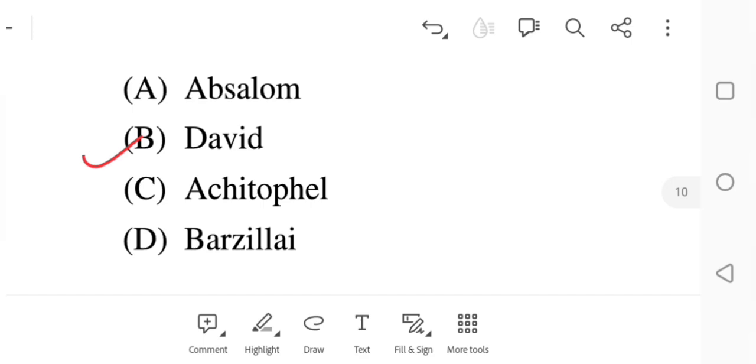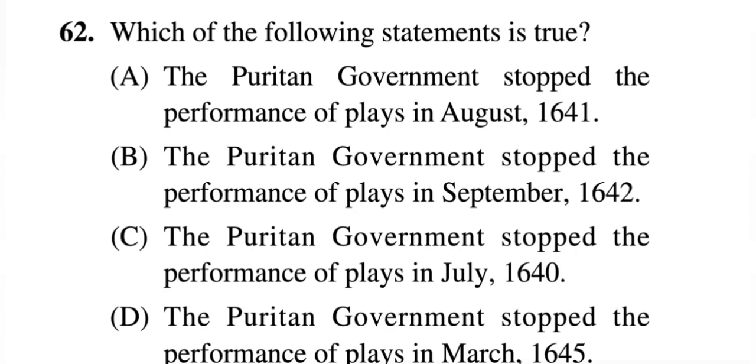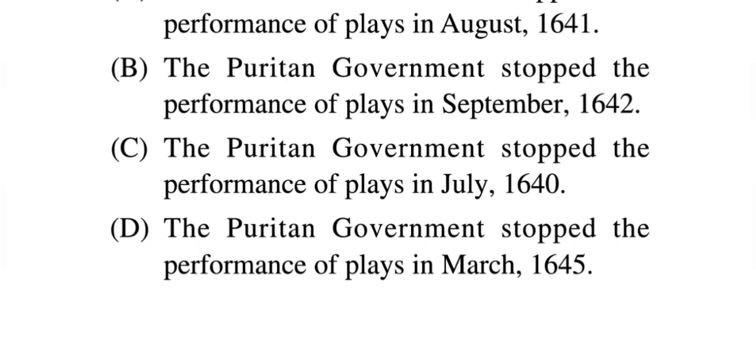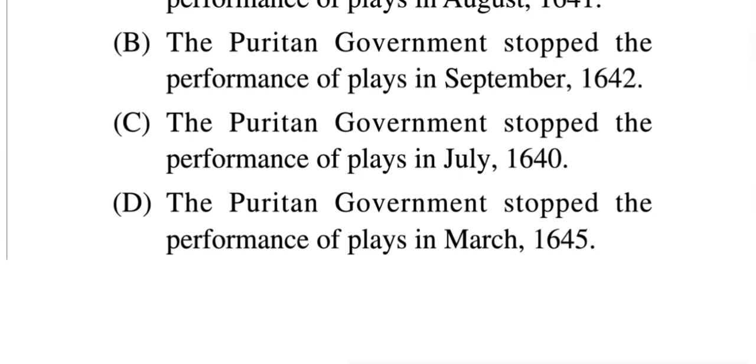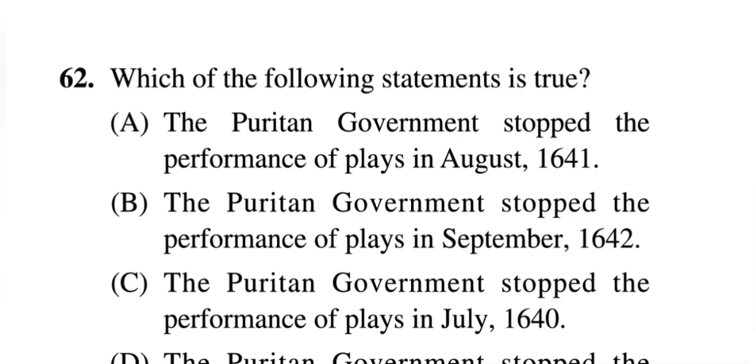62. Bit long. Which of the following statements is true? The Puritan government stopped the performance of plays on August 9, 1641. It is related to the literary history of the Restoration period and Puritan period. Option B: the Puritan government stopped the performance of plays in September 1642. Others say July 1640 and March 1645. So the correct answer is number B. You have to remember it.